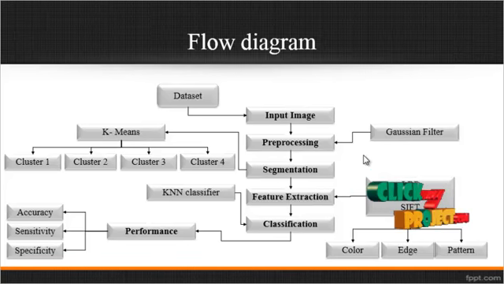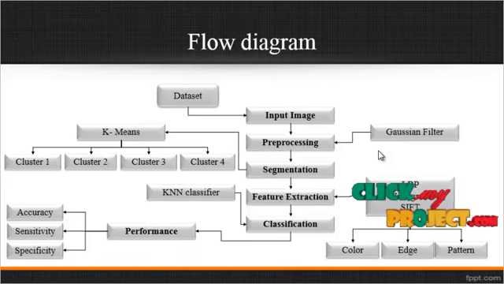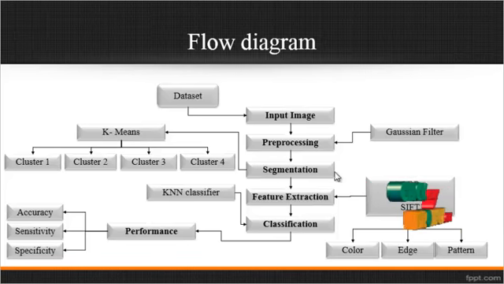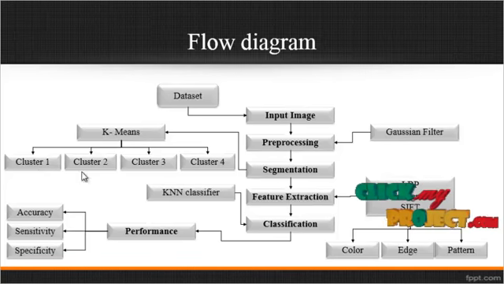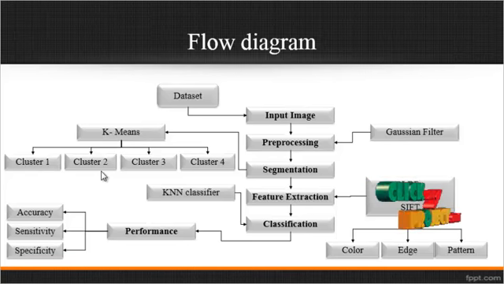the pre-processing will be carried out. In this pre-processing step, the noise removal is done by using the Gaussian filtering method. In this Gaussian filter, the noise present in the image is removed and then the enhanced image comes out from the pre-processing step. After the pre-processing, the segmentation is done by using the K-means clustering method. Here we have the output of the K-means clustering as 4 images: the first one is cluster 1, the second image is cluster 2, then cluster 3 and cluster 4.